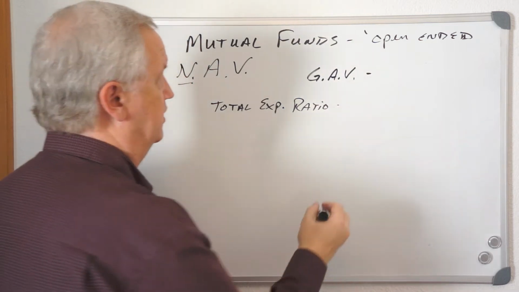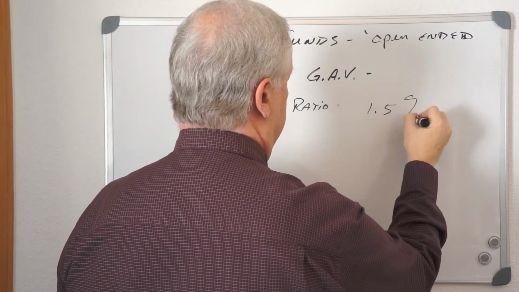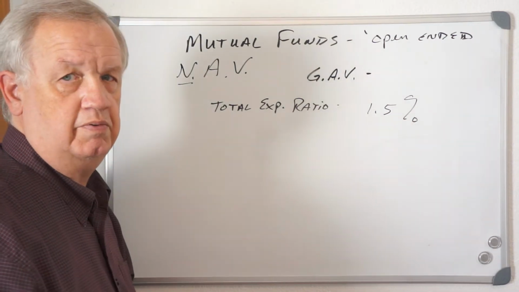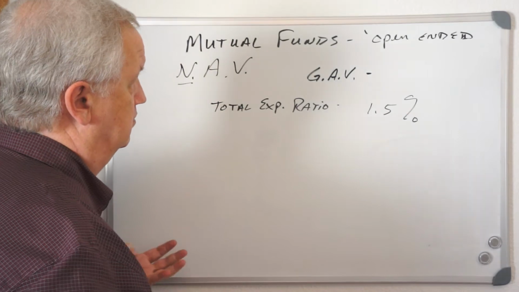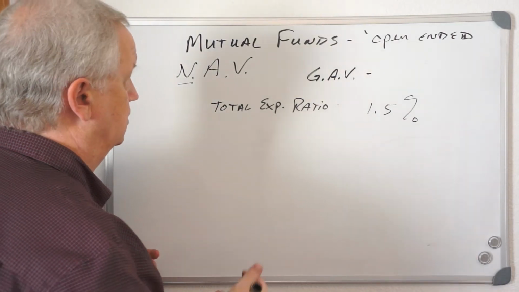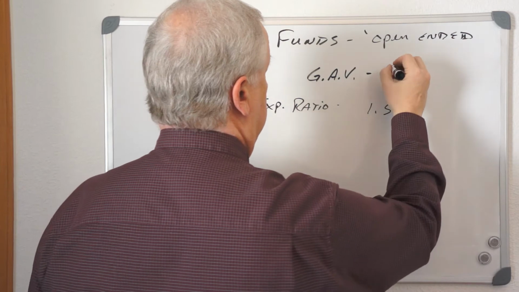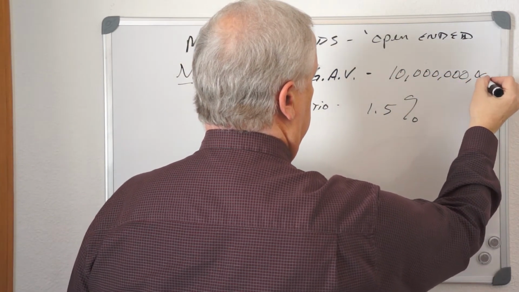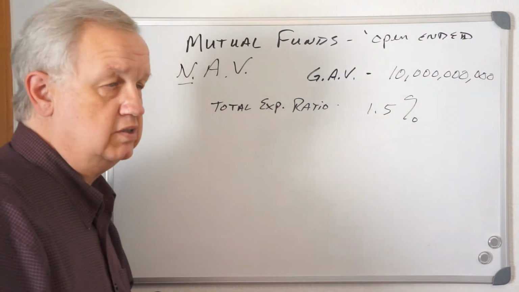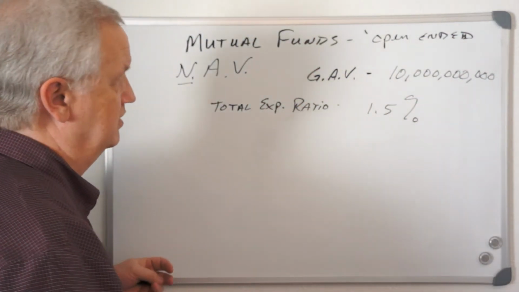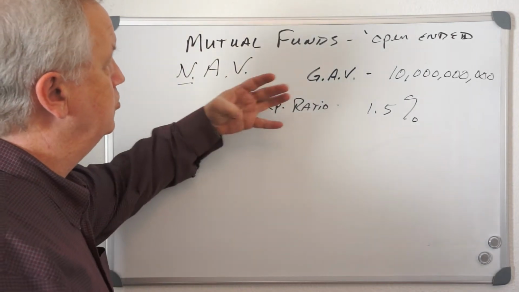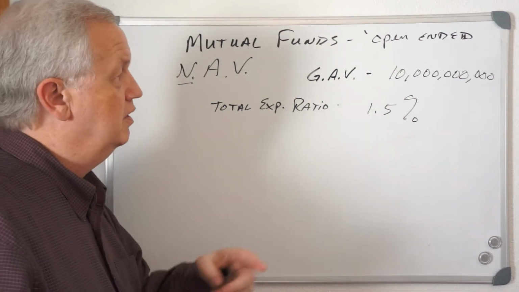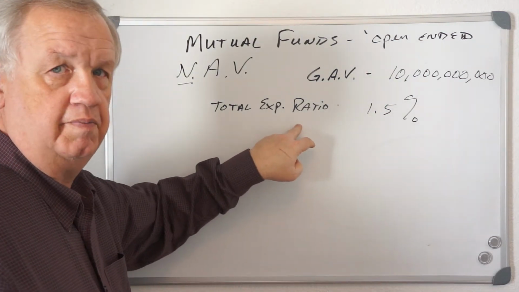Let's say it's a stock fund and it's 1.5%. Okay, 1.5%. And let's say, for example, that the total gross assets are $10 billion. Yeah, 10 billion. That's not much. Believe it or not, it's not much. So how does the mutual fund company make a living? They don't get the sales charge. You, the salesperson, do. They make a living on the expense ratio.